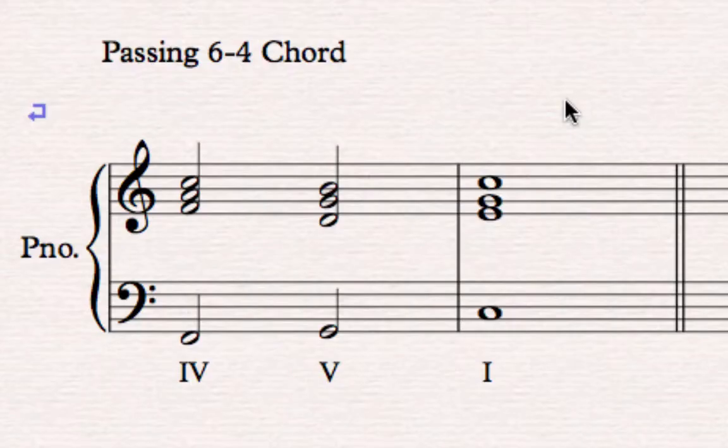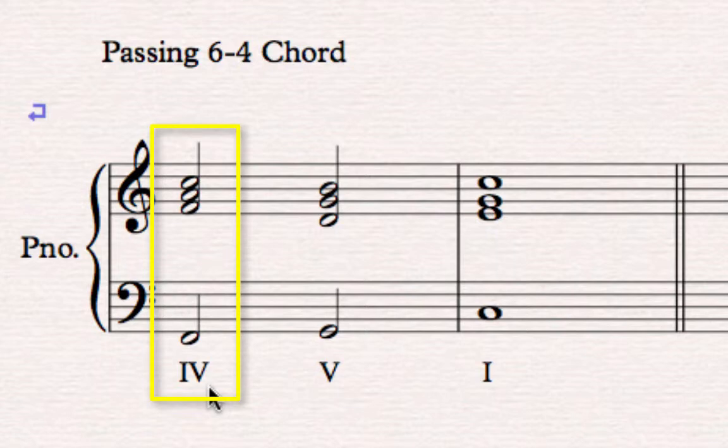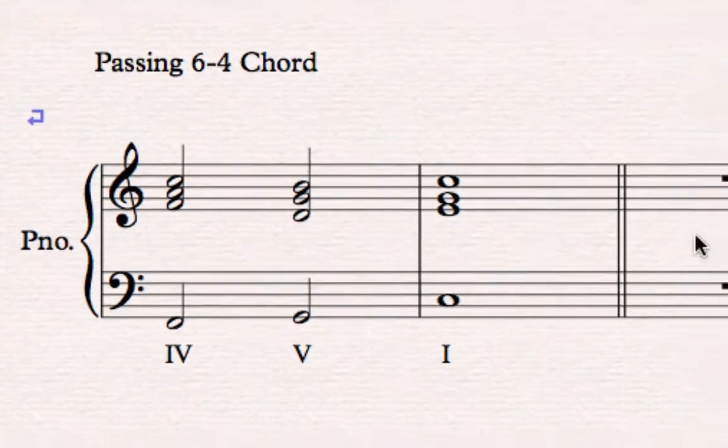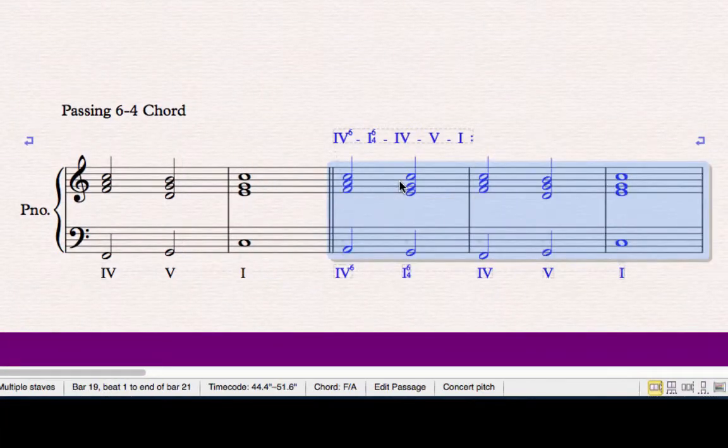Another application of the passing 6/4 chord is when you have a 4 chord and you want to expand it such that you also get a descending bass line underneath. For example, here we have the progression 4, 5, and 1. With this 4 chord here, we can expand it by using the passing 6/4 chord. Let me show you over here.